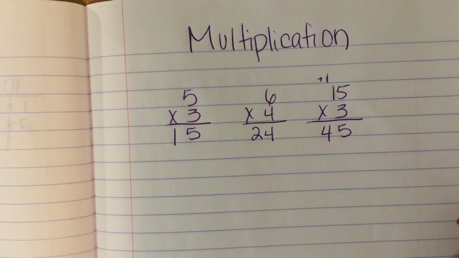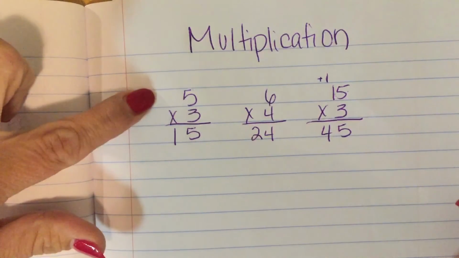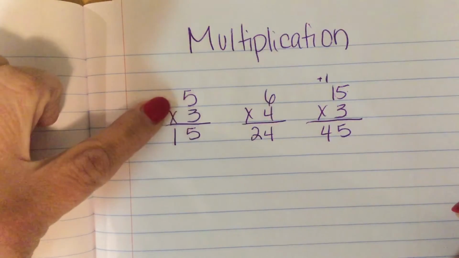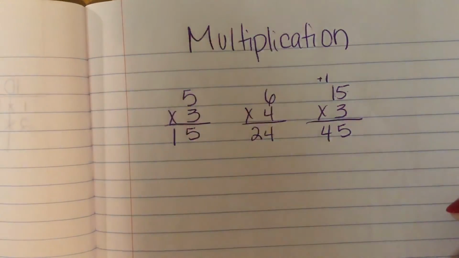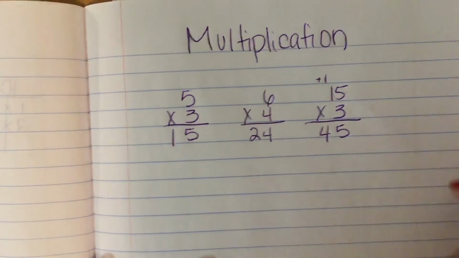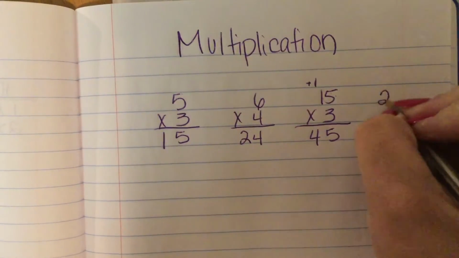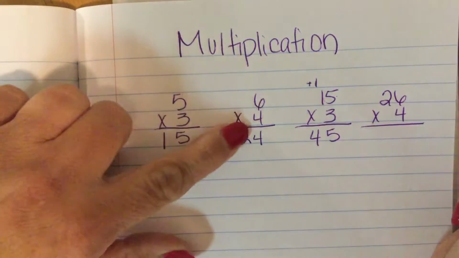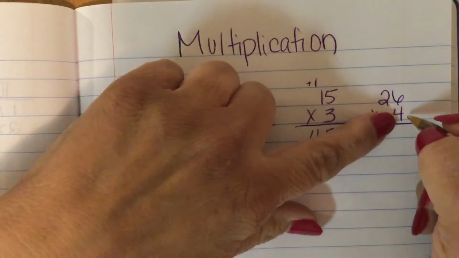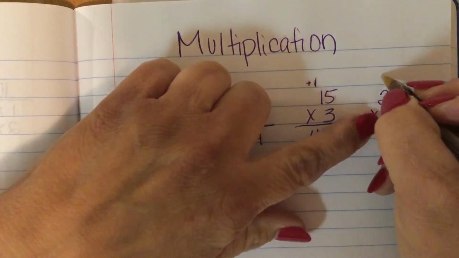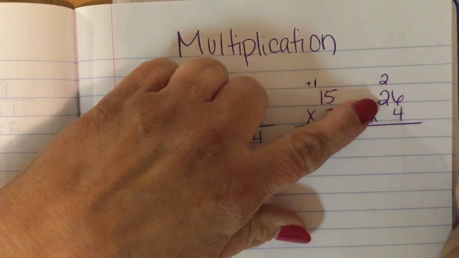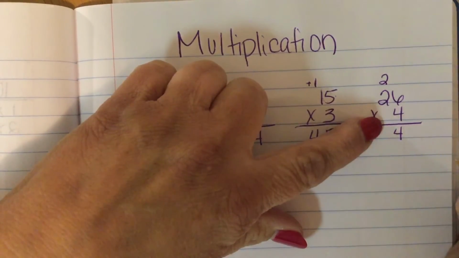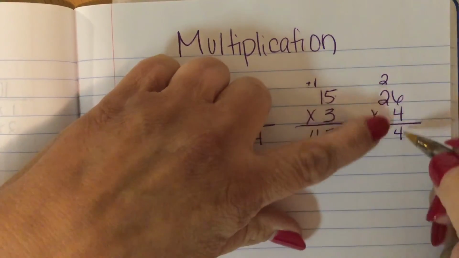Okay, so as long as you have numbers up here to multiply for this top factor, you're going to carry over until there's no more. So if I had 26 times 4, 6 times 4 is 24. The 2 is going to go above this 2 because I have a number to carry it over into, and the 4 is going to come down.